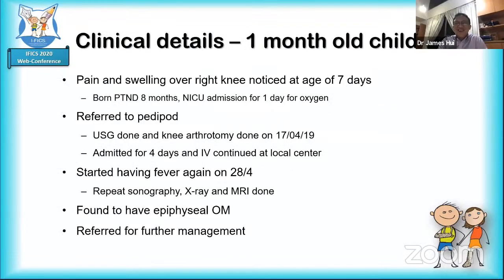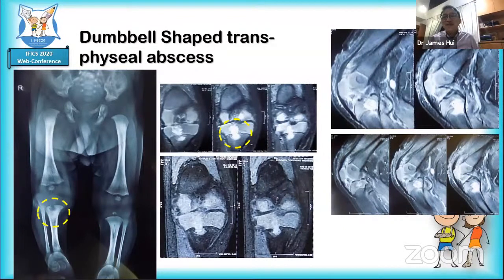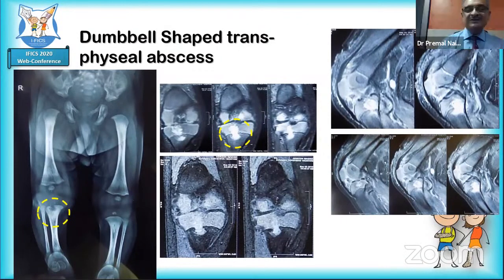No problem. So this is a classical case of septic arthritis and upper tibial osteomyelitis treated once by a pediatric orthopedic surgeon, had recurrence of infection, and was sent to me by another pediatric orthopedic surgeon, and this is how the MRI images were. This was a recurrence, a dumbbell-shaped transphyseal abscess. Is the culture TB or staph? No, it's a staph. Not a TB. We don't get neonatal tuberculosis that often.